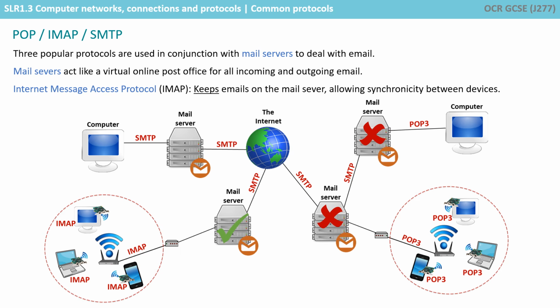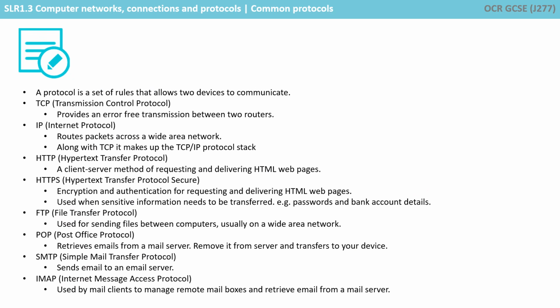The original copy of the email, however, remains on the remote mail server. This means that when I go back into work or I'm home on my laptop, if I check my email, it's still there. IMAP prevents different devices from becoming out of sync with each other. So here's a brief recap of all the various protocols we've covered and what they do.